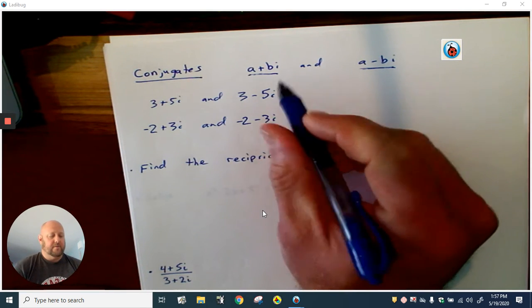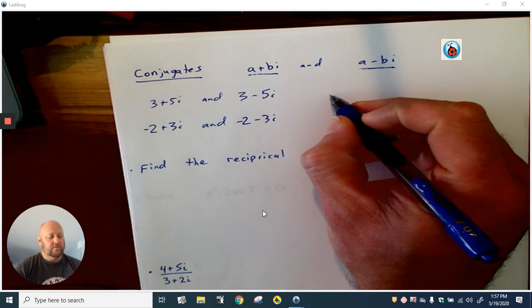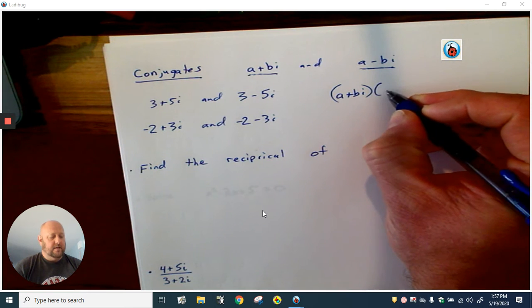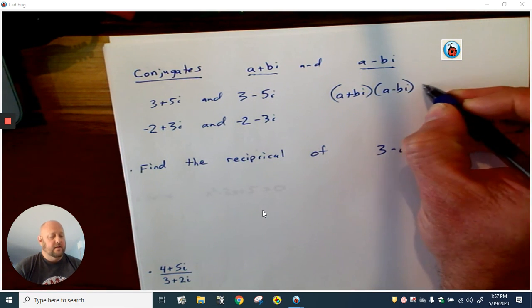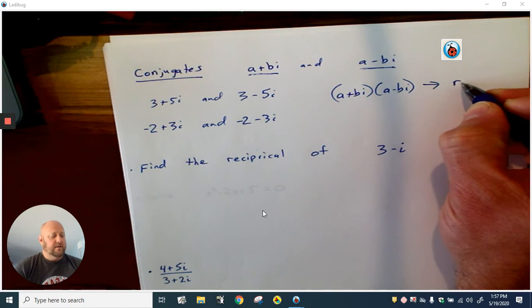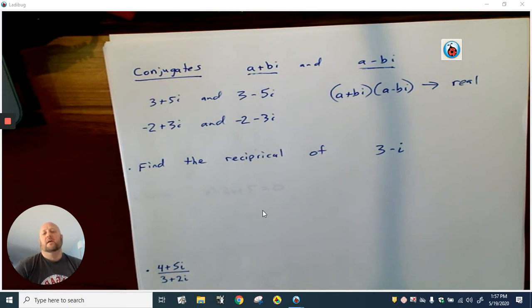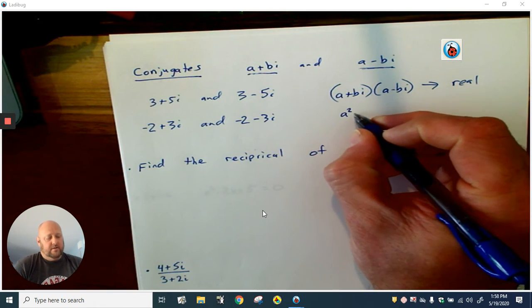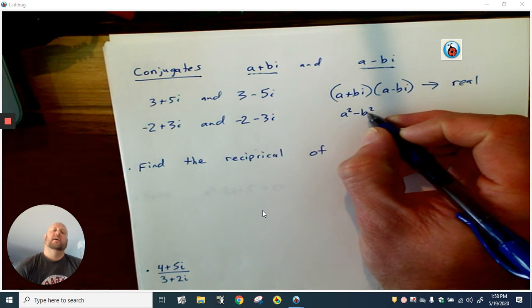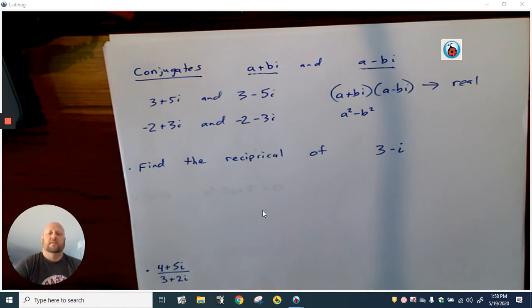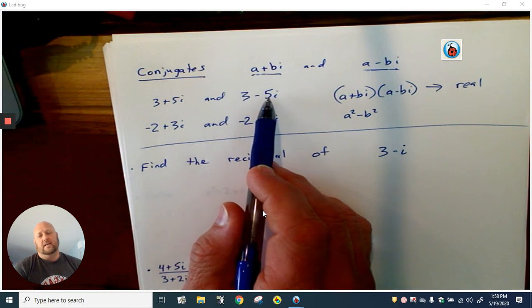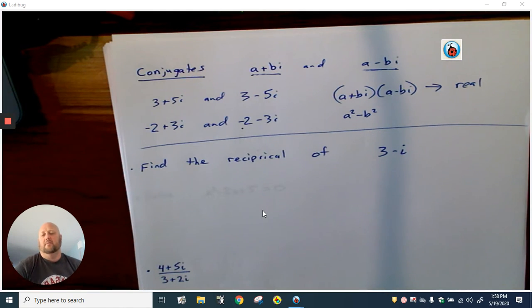And basically, what happens is when you multiply a plus bi times a minus bi, the resulting answer is going to be a real number, okay? Because what ends up happening is you get a squared minus b squared i squared, it gets back to a positive, and you end up with a real number. So conjugates are actually really easy to find. All you do is change the sign of the second term. The first term stays whatever it is.